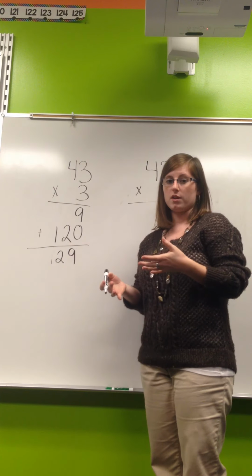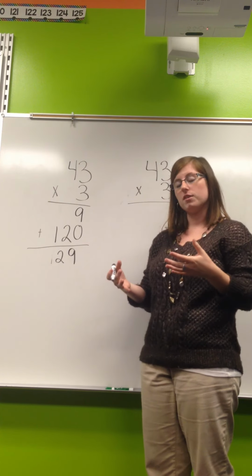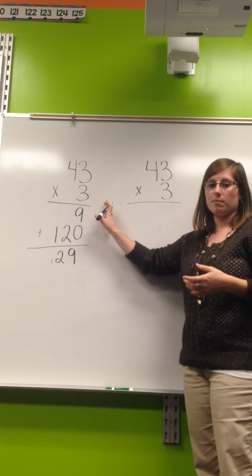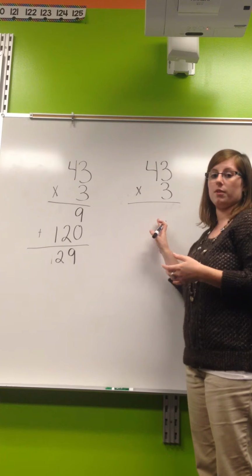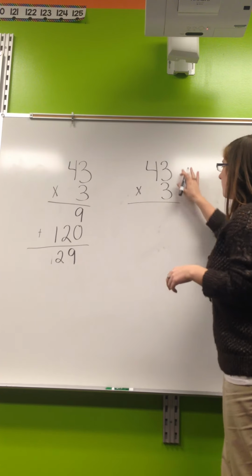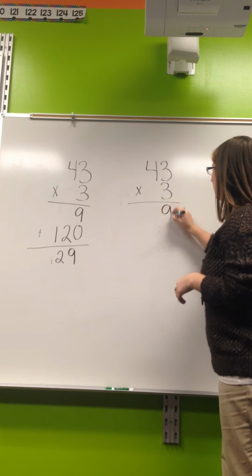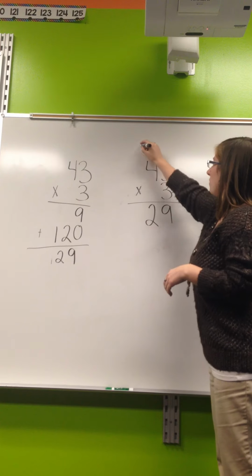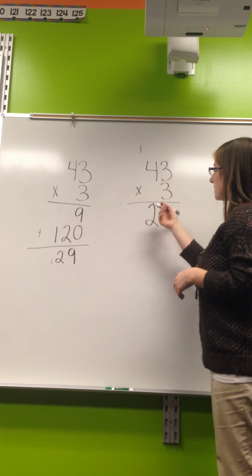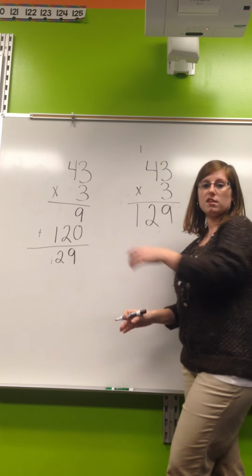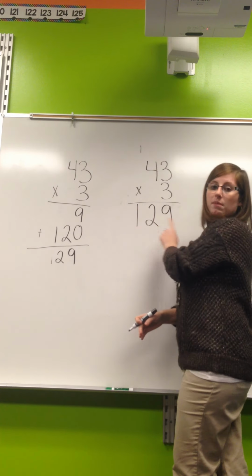The other way that we are practicing is the standard algorithm way that we all learned growing up. So we can do the exact same problem with the standard algorithm strategy. And that's the regular old way. 3 times 3 is 9. 3 times 4 is 12. We put down the 2 and carry the 1. And then 1 plus nothing is 1. And so you can see with either strategy, we get the same answer.